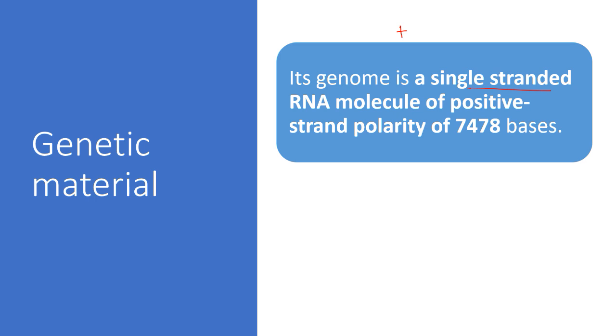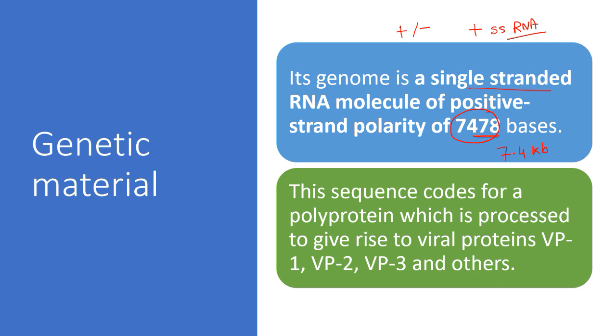There are two types of RNA, plus or minus. In this case, this is plus, a single-stranded RNA molecule as a genetic material, which is of 7478 bases or 7.4 kilobases. This sequence codes for a polyprotein, meaning multiple proteins, which is processed to give rise to different kinds of proteins known as VP1, VP2 and VP3 and other proteins. These proteins help this virus to infect the host cell, assemble its own genetic material and then come out of the host cell.